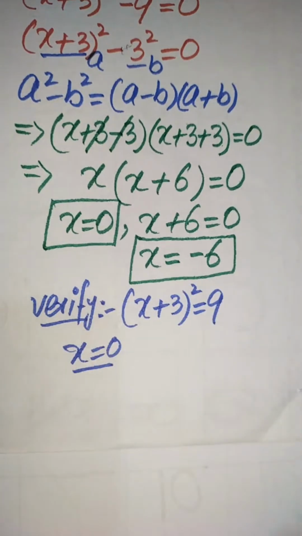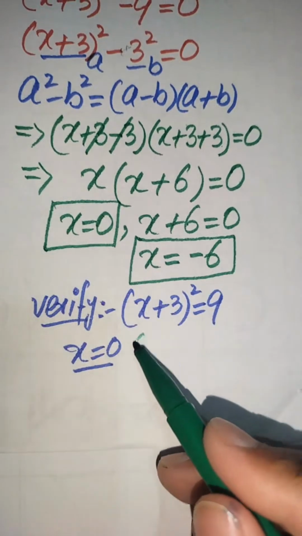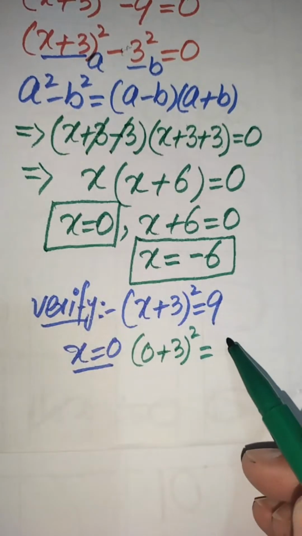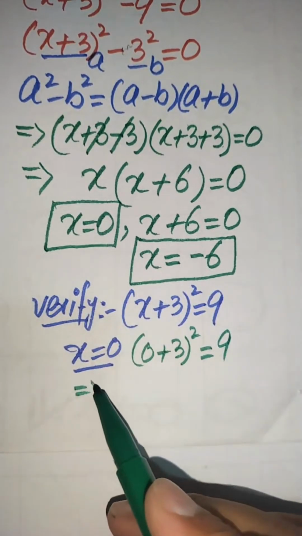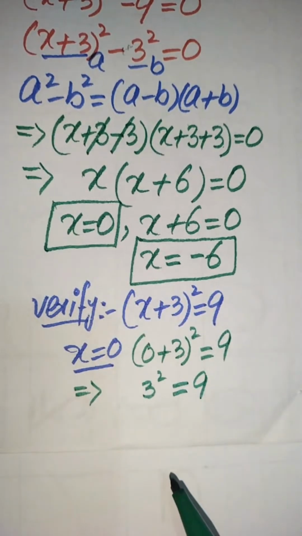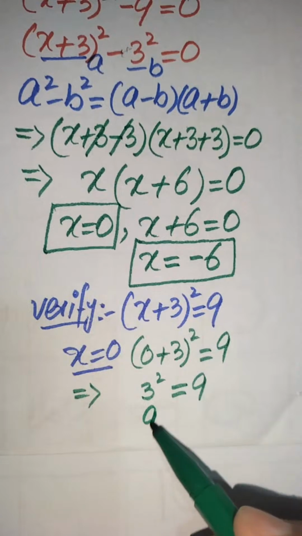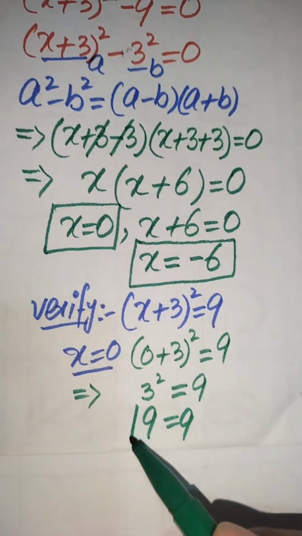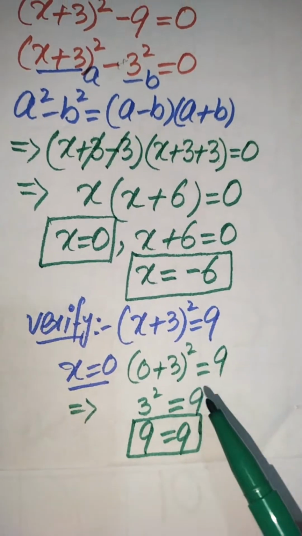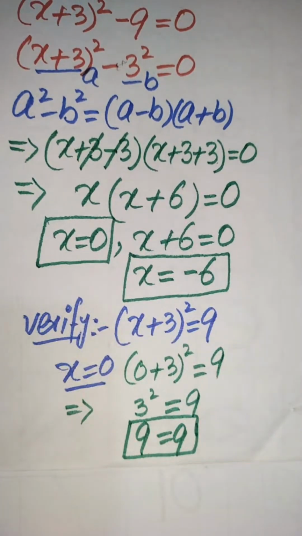into the left hand side of this equation, and when we put this 0, it will become (0 + 3)² = 9. And we know that 0 + 3 becomes 3, 3 squared becomes 9, which is equal to 9. So this means that x = 0 satisfies our given question statement. This means that x = 0 is the first solution of the given equation.